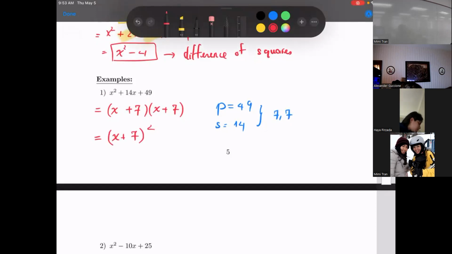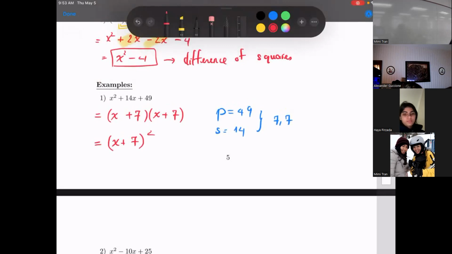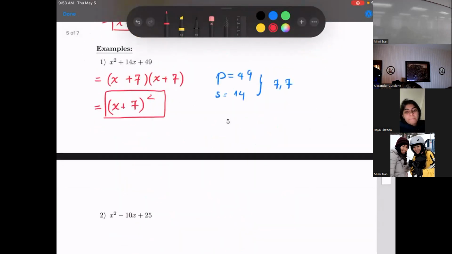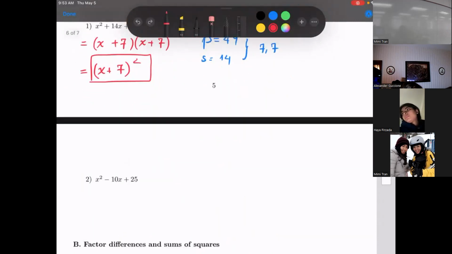So is that considered wrong? No, you're not wrong. It's just maybe you missed a point or something. It's my final answer. I prefer this. Remember that it's the reverse engineer of this one, right? And then this one, product is 25, sum is -10.